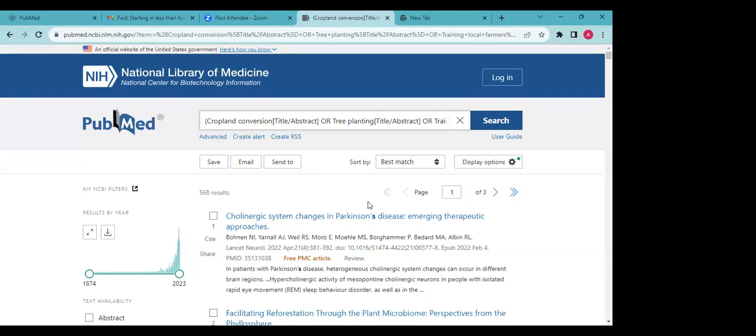Number 2. Yes. How do we store our searches before we transit to another database? Before you transit to another database.